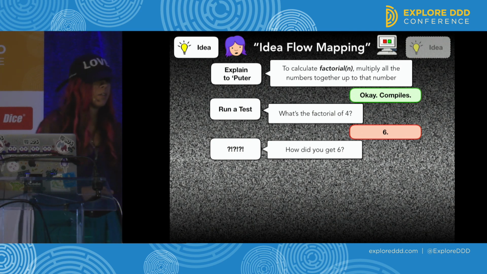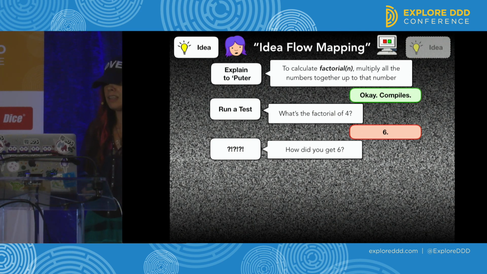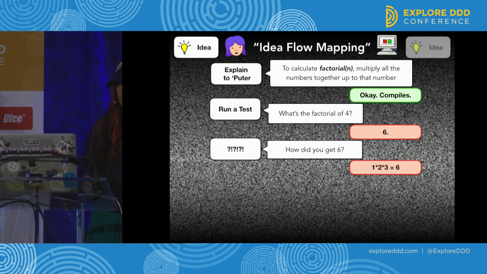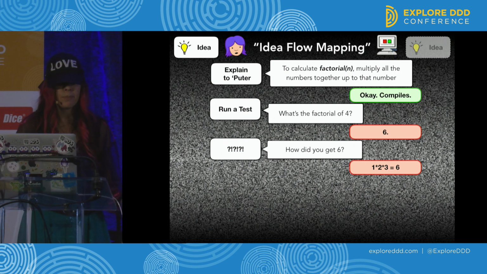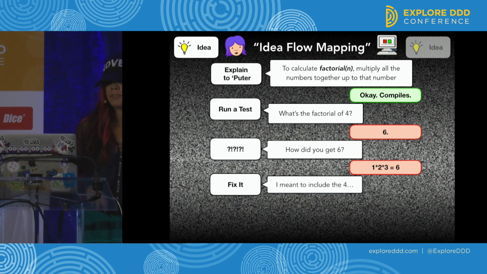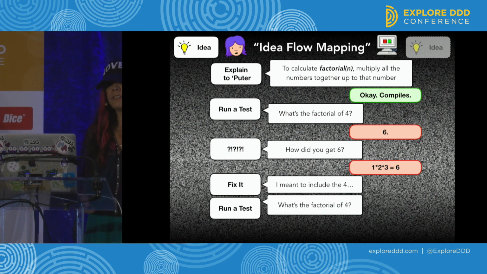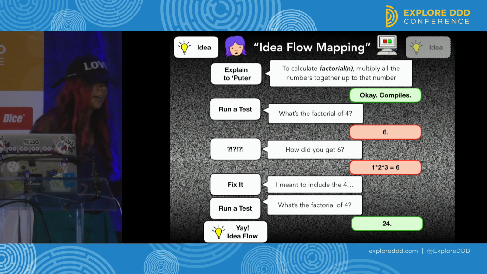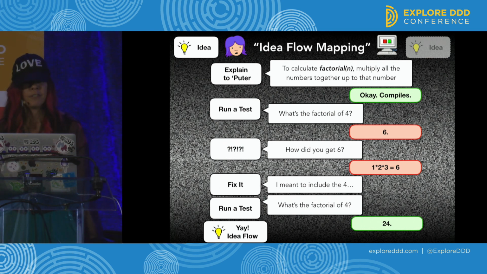So then we start going and looking around and investigating, and the computer says 1 times 2 times 3 equals 6. But now we can see the problem, right? So we fix it. I meant to include 4, fix the code, communicate that idea, run the test again. Computer says 24. All right, yay, I got that idea that I had. I expressed that and got it into the code, in the conversation.